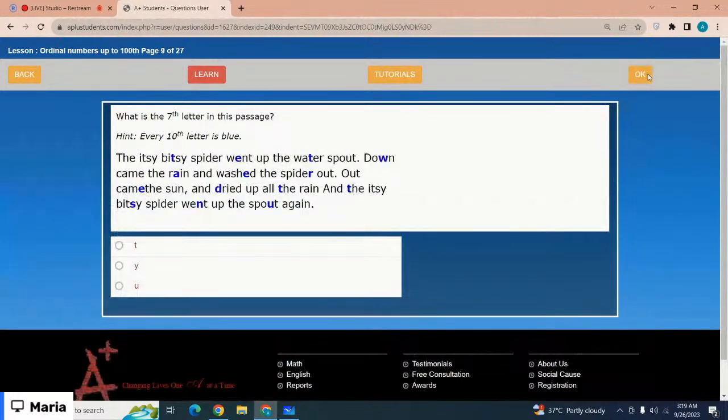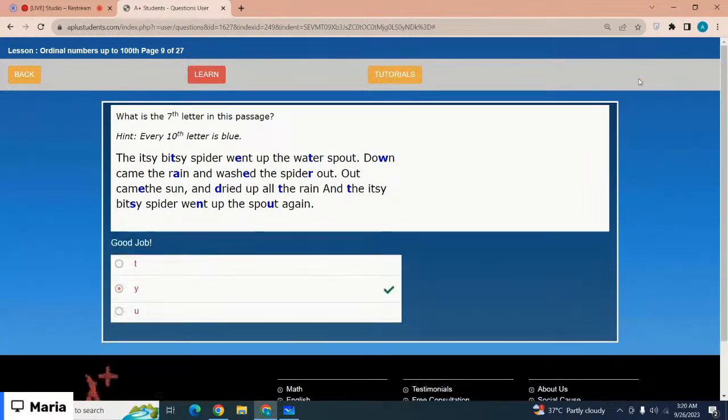What is the seventh letter in the passage? So, which is the correct option? Start from 10 and go back 3 letters. So, that would be T is the 10th letter. 9, 8, 7. So, the 7th is Y. That would be Y. The second option is the correct one, right?